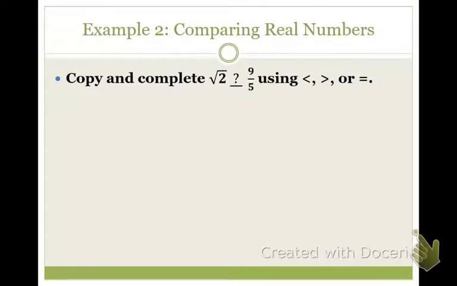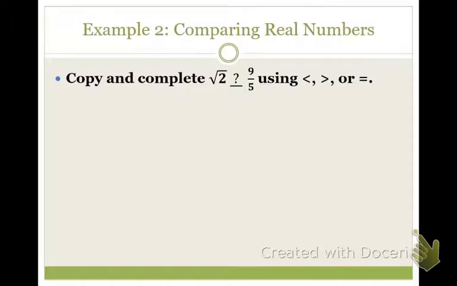So in example 2, we're comparing real numbers. The square root of 2 compared to 9/5, using less than, greater than, or equal to. So right here, as it is now, can I compare them? Can I know? No, I can't.